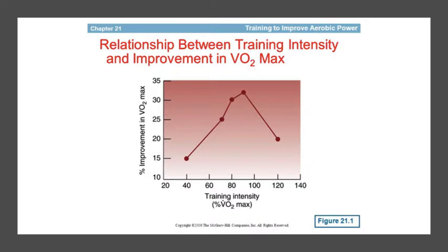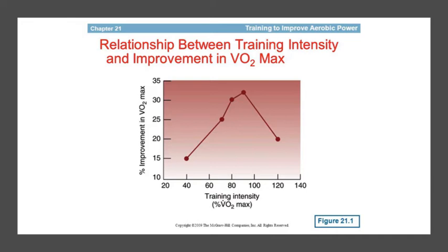I gave you this figure before. It's that relationship between training intensity and improvement in VO2 max. We have training intensity on the x-axis as a percent of VO2 max, and on the y-axis we have a percent improvement in VO2 max. So there is an optimal training intensity to get the biggest bang for your buck, which is training at between 80 to 100% of VO2 max.